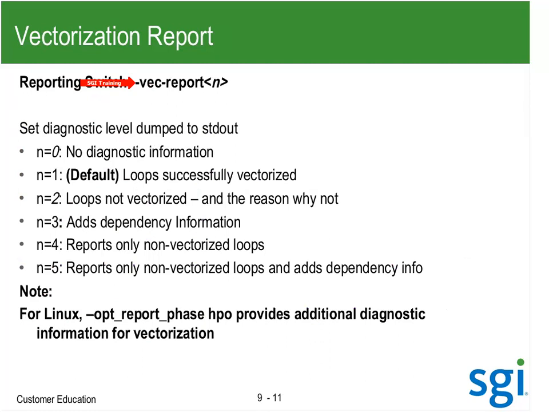Also a vectorization report. I can turn that on to see whether loops are vectorizing or not. The default is a 1, but I could go to a 2, which only tells me about loops that did not vectorize and why they did not vectorize. 3 gets a little bit more verbose for dependency information, and 5 reports on non-vectorized loops and adds dependency info. 5 would be the one you most likely want.